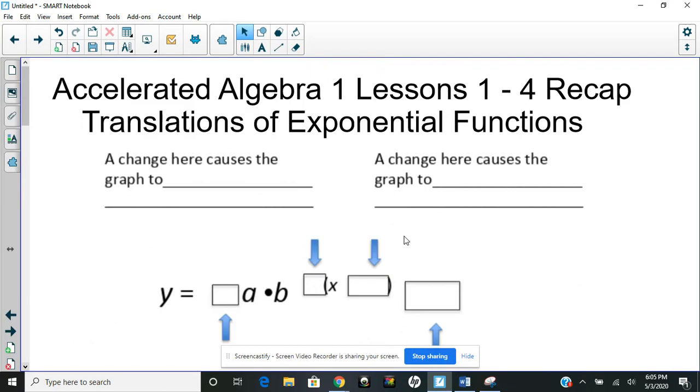Okay, guys, so this is where things started to get a little bit confusing for some of us. These are the translations of the exponential functions. So I'm going to do this video in 3 parts. I'm going to start with left and right and up and down.